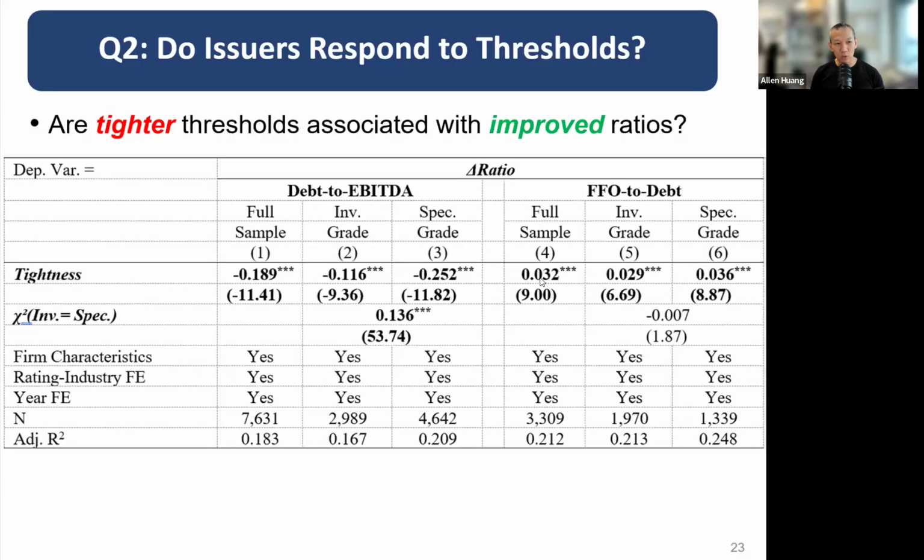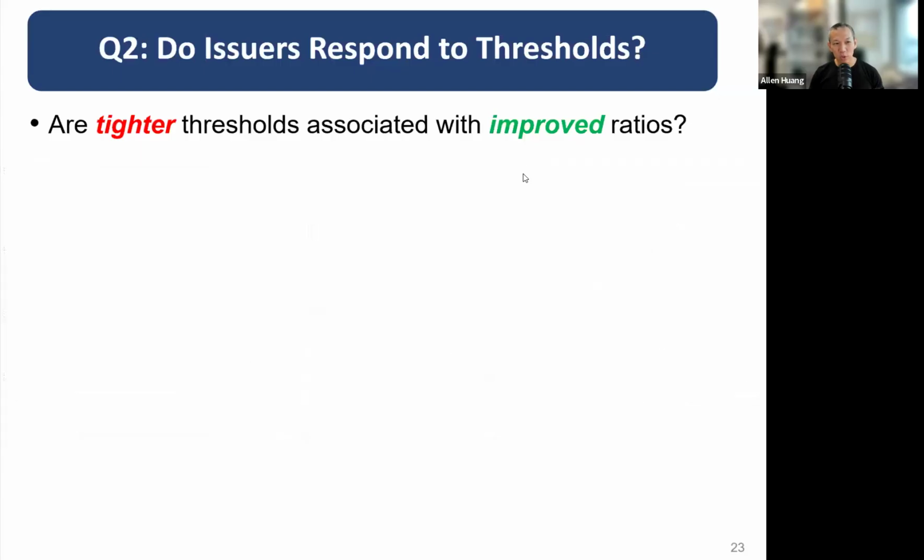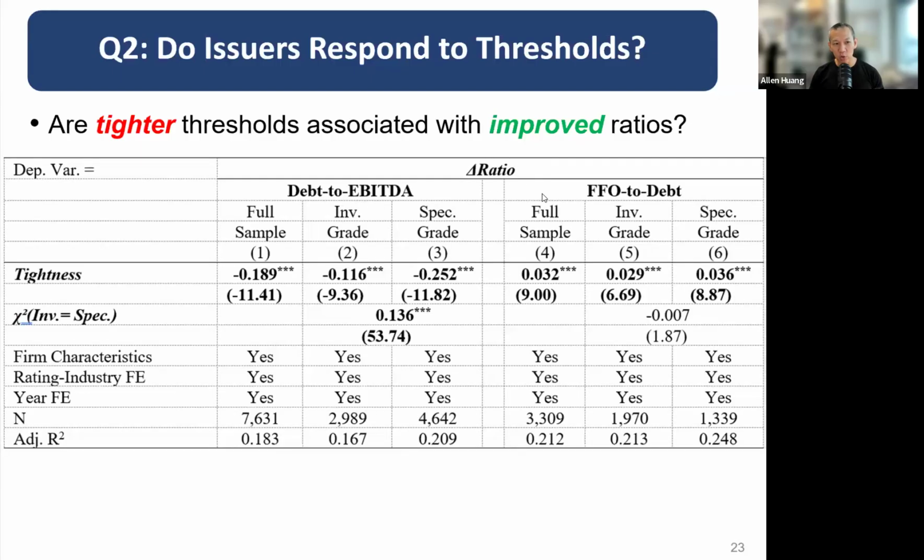So the first regression that we look at, we just look at a change in the ratios and regress that on how tight the thresholds are. So the change in the ratios are the change in the two core ratios. Sorry for changing the slides. And here we control for the rating, industry fixed effects, year fixed effects, and also the firm characteristics that we included in the previous regression. And over here, the main variable of interest is the tightness measure here.